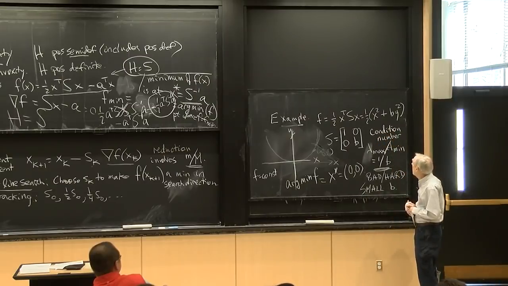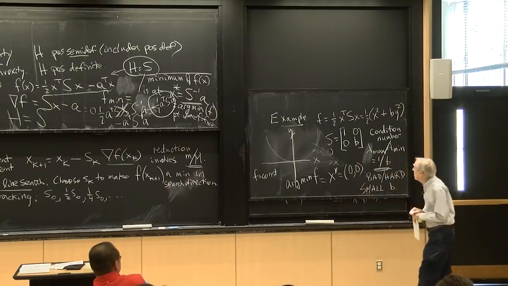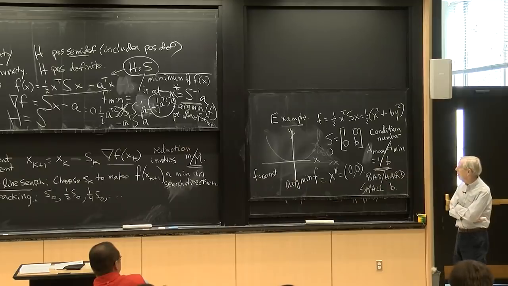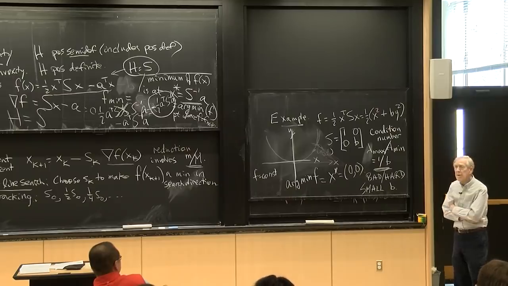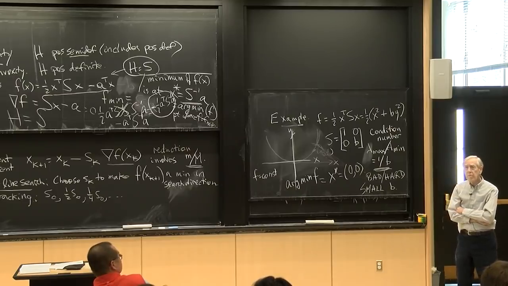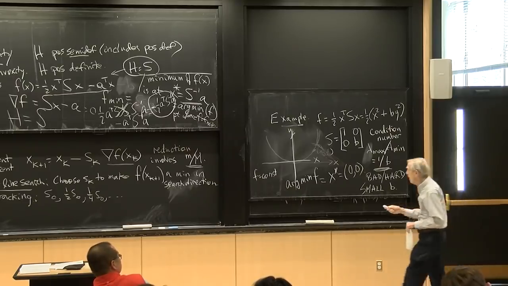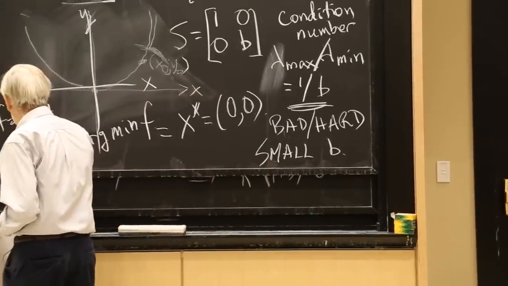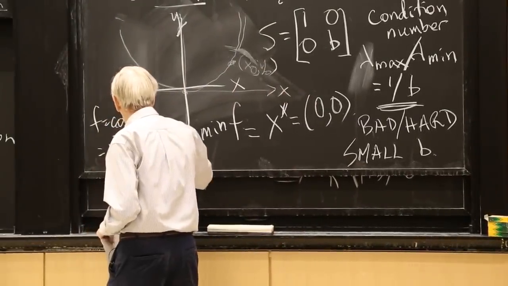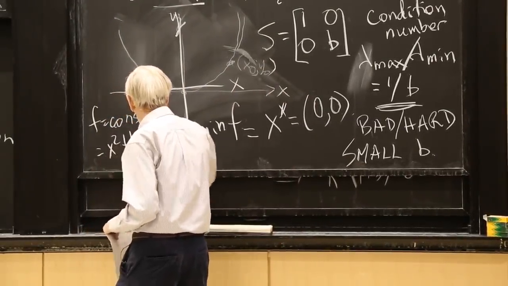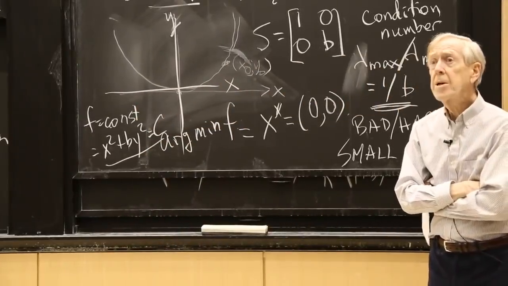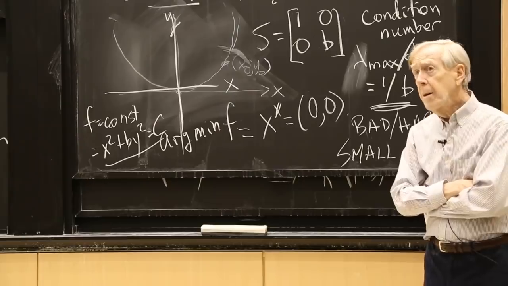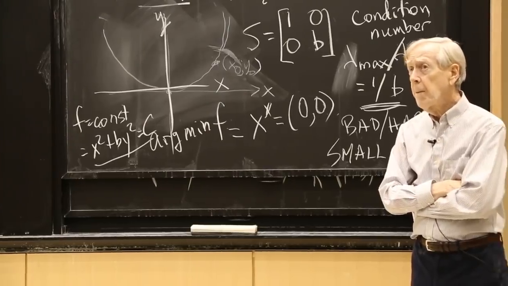Let's see. I think, what do you think? What do the level sets look like for this particular function? If I look at the curve x squared plus b y squared equal constant, that's what a level set is. This is x squared plus b y squared equal a constant. What kind of a curve is that? That's an ellipse. And what's up with that ellipse? What's the shape of it?